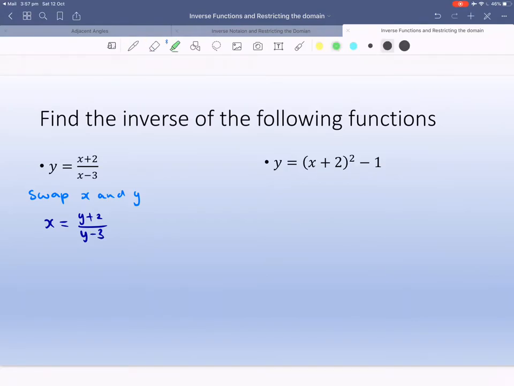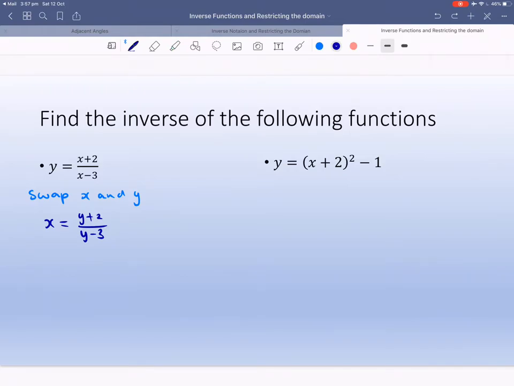So what we've simply done is that where there's a y, now there's an x. Where there's an x, now there's a y. So we're just swapping x and y because we want to find the inverse of these functions. All right, let's keep going with it.